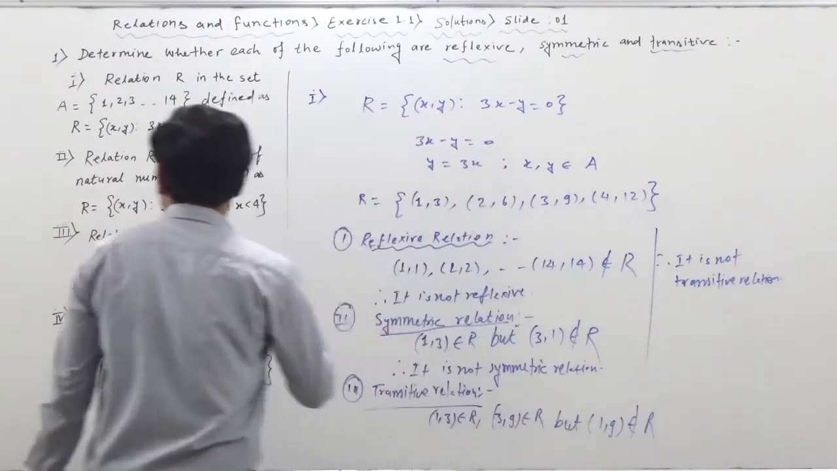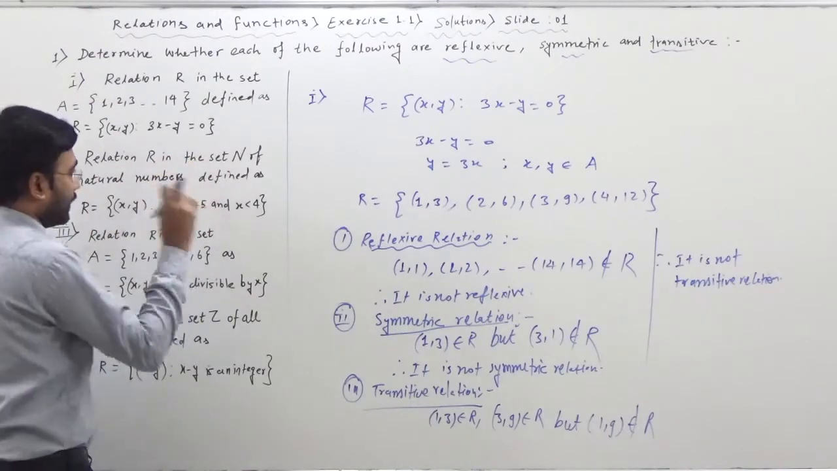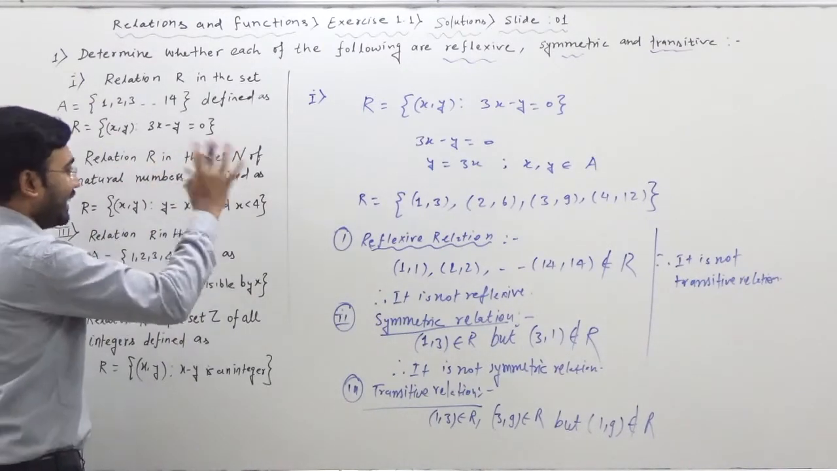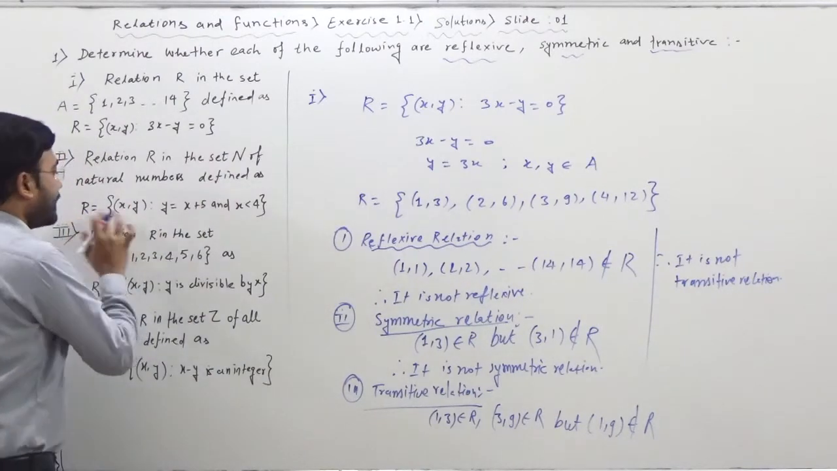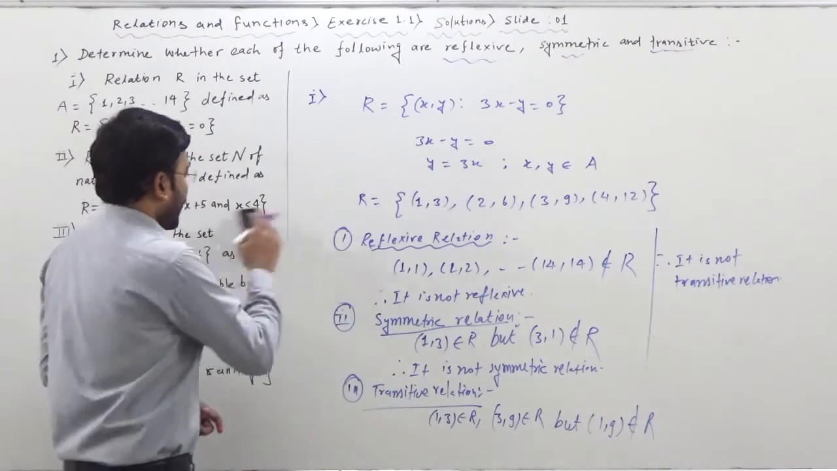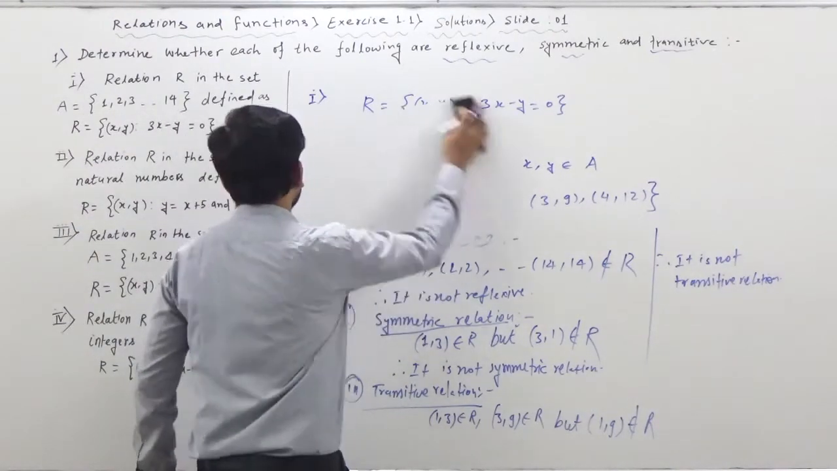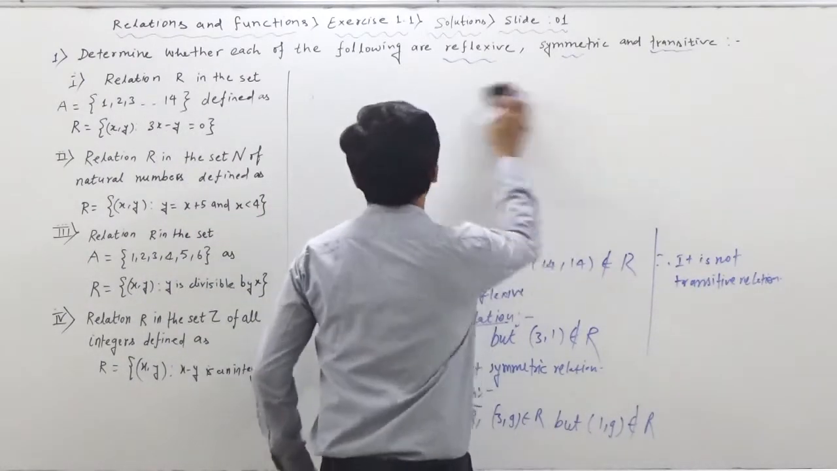Similarly, here is the second question. Relation R in the set A. So what is set A? The set of natural numbers, defined as R = {(x, y): y = x + 5 and x < 4}. So this is the second question.